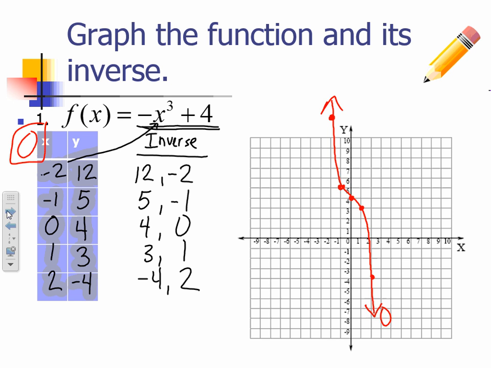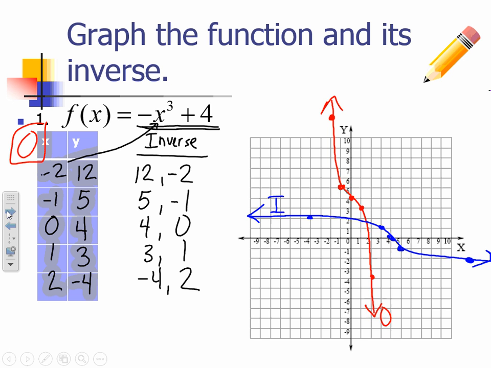So I go over 12, down 2. That's going to be off my graph a little bit too right here. Over 5, down 1. Over 4, 0. 3, 1. And negative 4, 2. Check that out. It's like our wave. The inverse has the same general shape, but it's kind of turned in a different direction. So this one would be my inverse, and I'll label it with an I so you know which one's which.